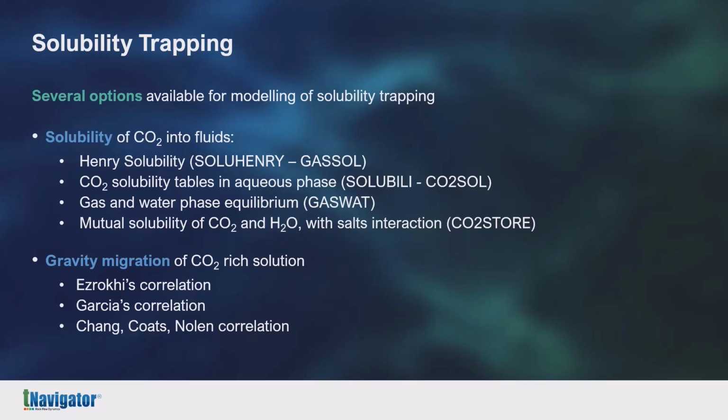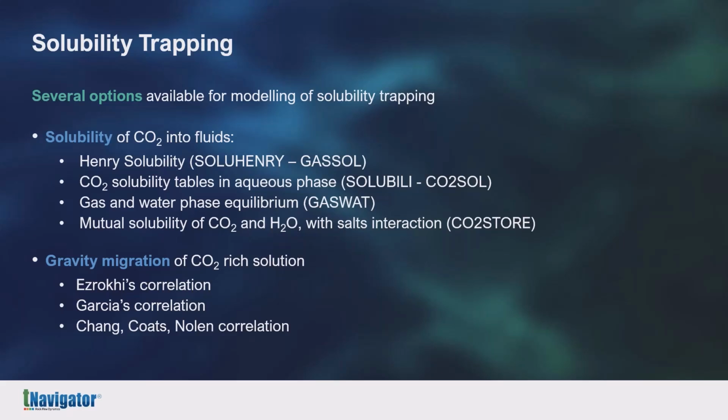And when we are looking at the gravity migration of CO2-rich solution, we have three different options to pick from. This is basically what the density of the fluids would be like, or which correlation would be used to calculate the fluid densities based on the amount of CO2 dissolved in them. The three options are Esroki's correlation, Garcia's correlation, and Chen-Coates and Nolan correlation, which the user can decide among.